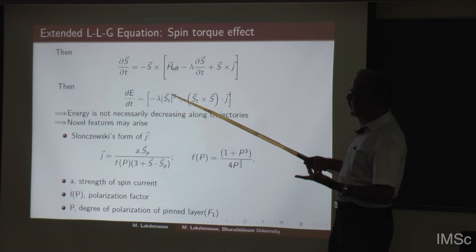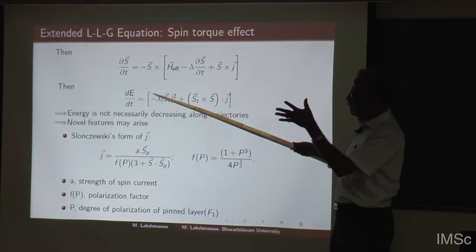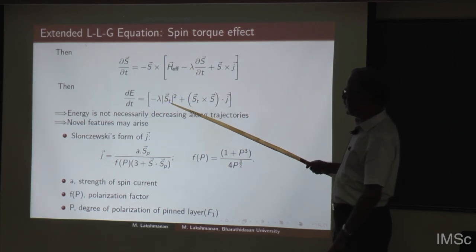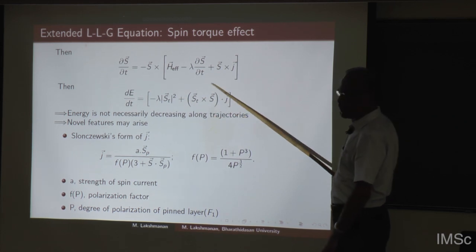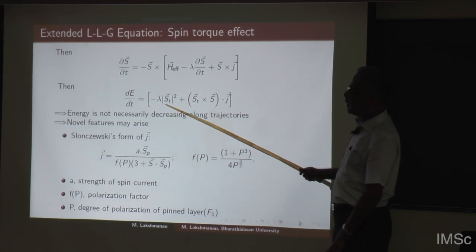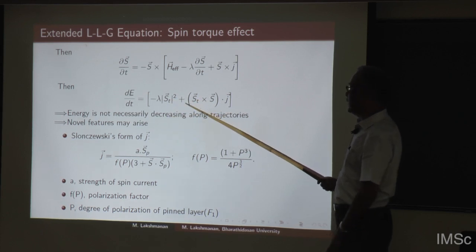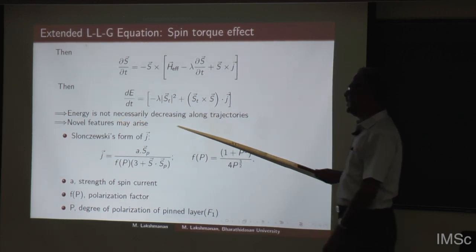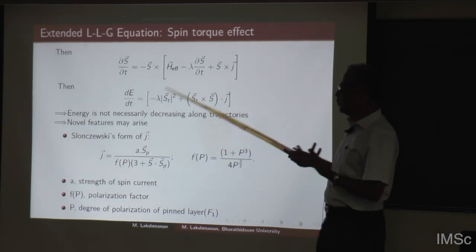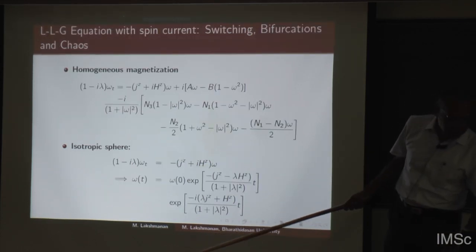And you can see that if you look at how the energy acts, dE/dt, the energy functional you already know from the H effective form, then you find that it is minus lambda |st|^2 plus the spin current term. If the spin current term is absent, it's damping, because lambda is positive, the damping constant, and |st|^2 is a positive definite function. But because of this, energy is not necessarily decreasing along trajectories, so novel features may arise. So that's what happens, and so these are the Slonczewski's form and so on.